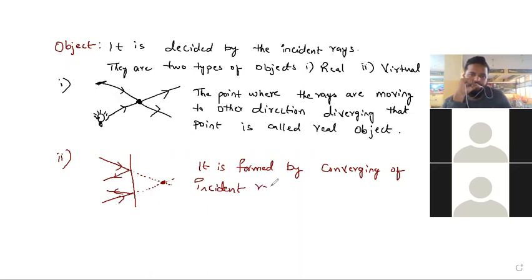Converging of incident rays. Here, what was it? Diverging rays were coming from a point. Here, where is the point formed? By converging, meaning these two incident rays are coming close, they are converging, then only the point becomes. But here the rays coming to the point reflect in other directions, they are diverging, so they are making the point here. So in the real they will diverge, in the virtual they will converge. Is it clear to you all?